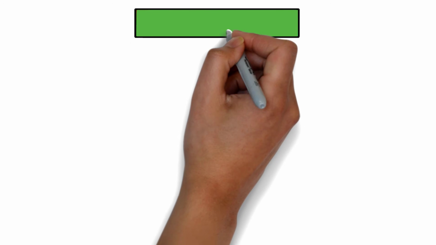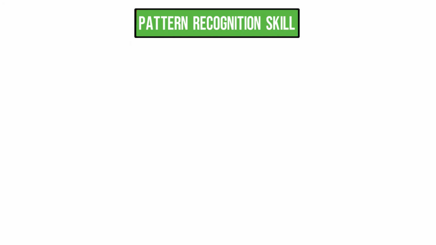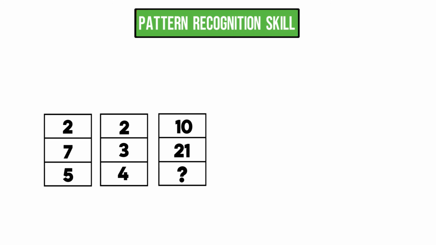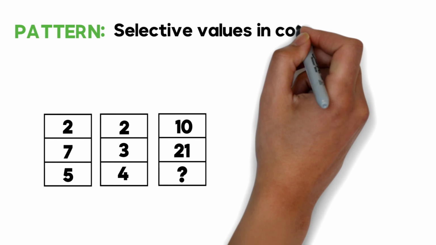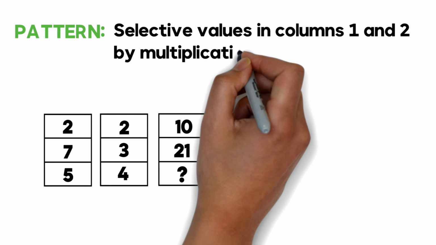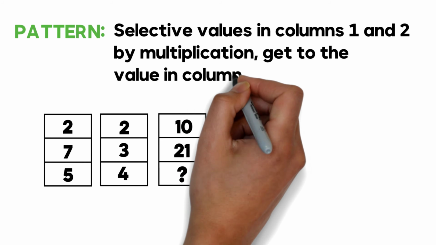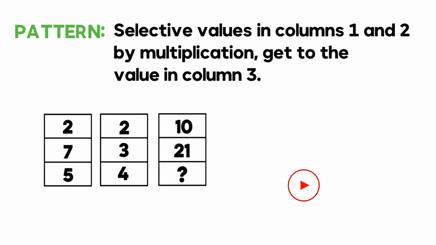The most important skill to solve these types of problems is pattern recognition. To recognize the pattern, you need to look closely into each column. Selective values in columns 1 and 2 by multiplication get to the value in column 3, and this is our pattern. Let's take a closer look at the values that are already present.